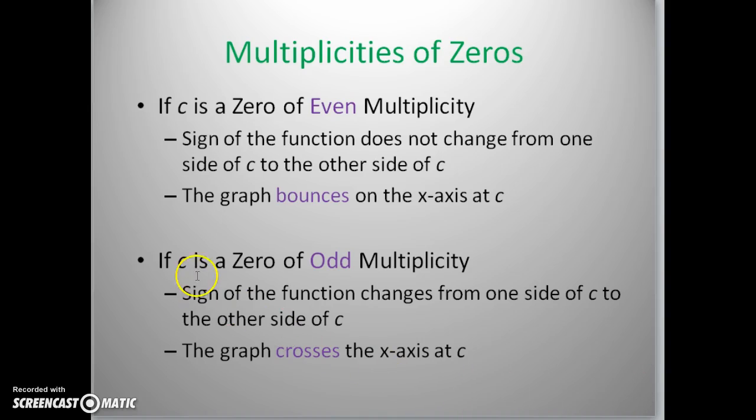Now, if c is a 0 which has odd multiplicity, so the exponent outside of the parentheses is 1, 3, 5, or any odd number, that means the sign of the function is going to change from one side of c to the other. So on one side it's positive, but on the other side it's negative. And the effect on the graph is that the graph will cross through the x-axis at c.